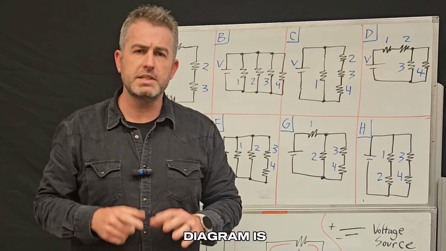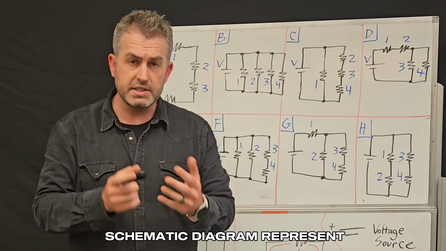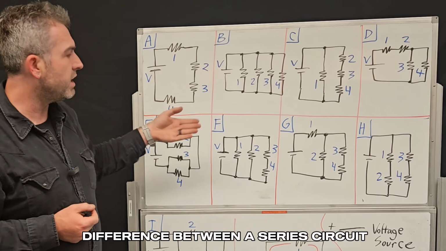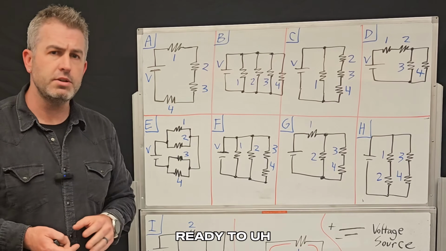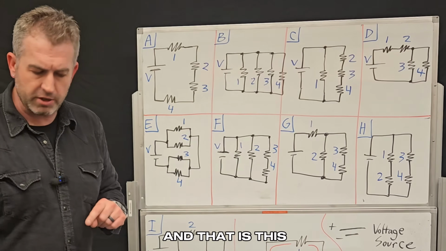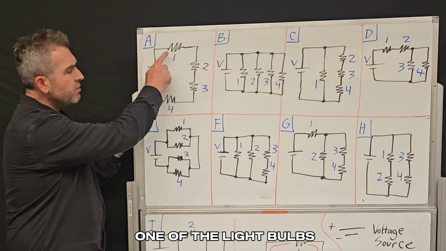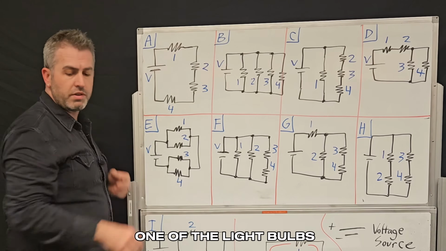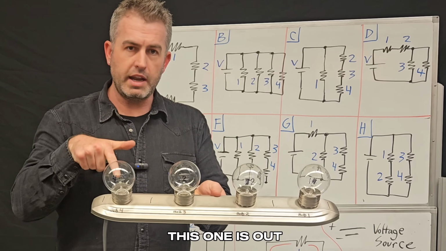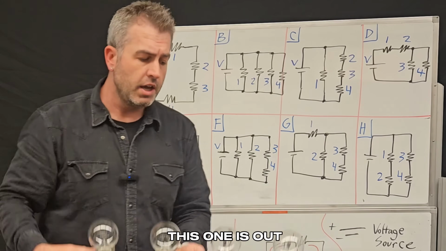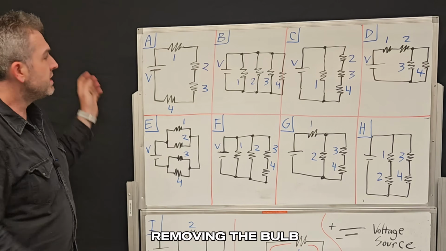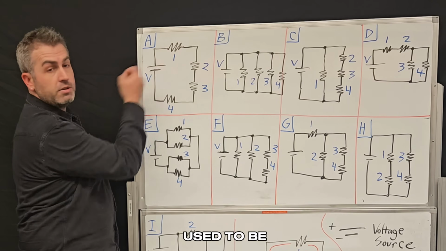Okay, now that we know what a schematic diagram is, and we know what the symbols in a schematic diagram represent, and we know the difference between a series circuit and a parallel circuit, we're now ready to start the exercise. But actually, before we do that, there's one other thing we need to understand, and that is this. If you take your circuit and you unscrew one of the light bulbs, so if I, for example, came up to this one and I unscrewed this bulb, and now these three are in and this one is out, what that does when you unscrew a bulb, it's the same thing as removing the bulb. So imagine there's a hole here where one used to be.